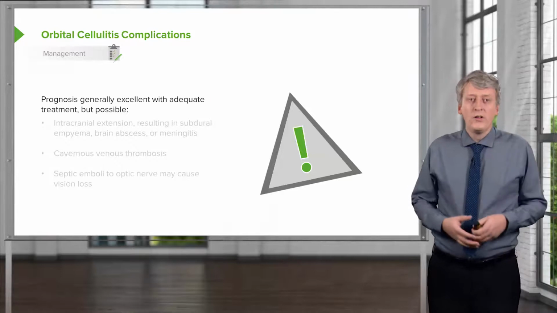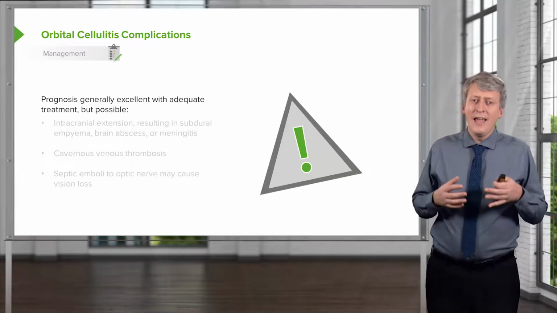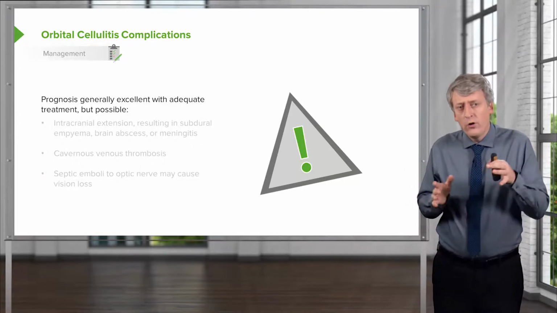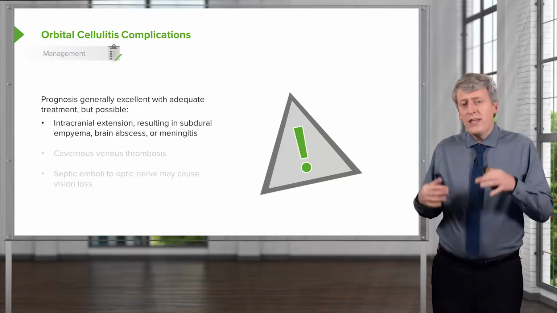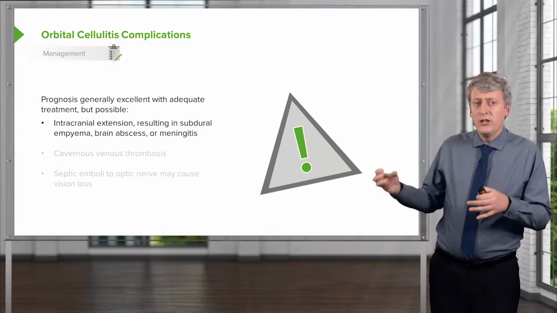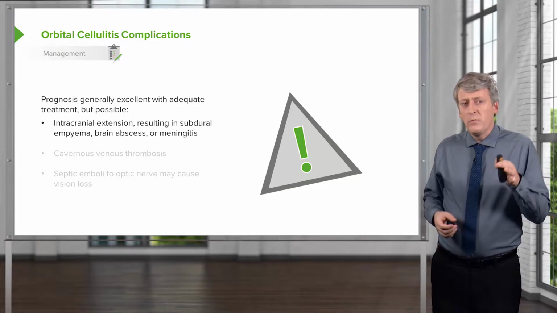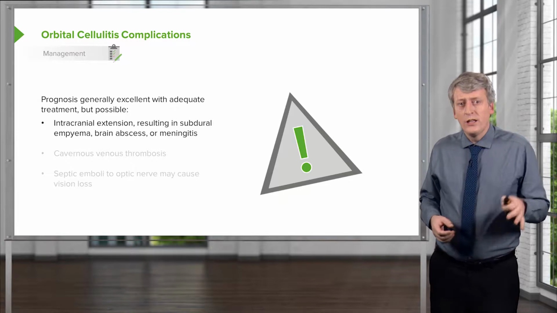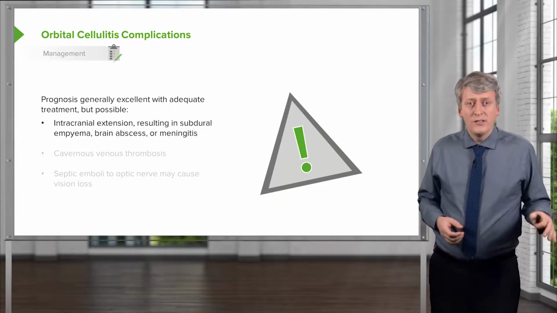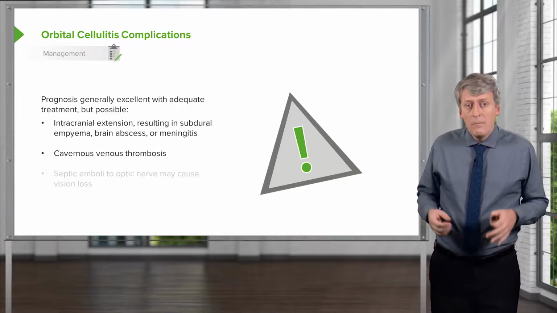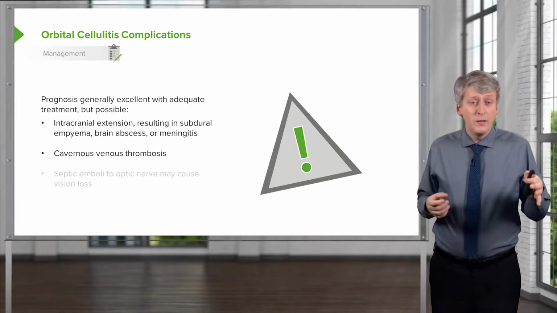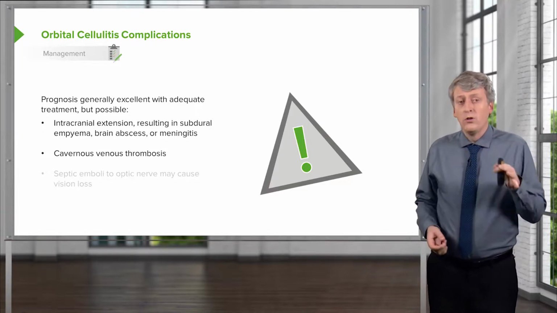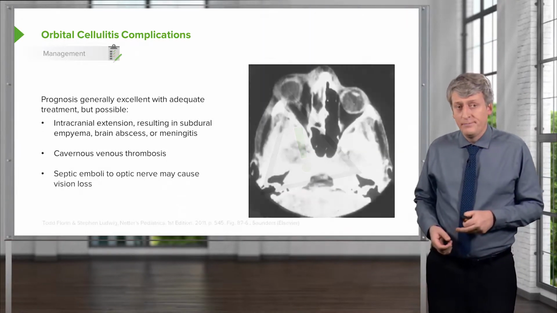In treatment of orbital cellulitis, the prognosis is generally excellent. They do fine. But occasionally complications can occur, and I want to go through a few of those. The first is the abscess can extend intracranially. Typically, this would be from a very virulent organism like MRSA. This can result in subdural empyemas, brain abscesses, or even meningitis. Patients may also develop clots, and typically it would be a cavernous venous thrombosis. Those can require prolonged anticoagulation.